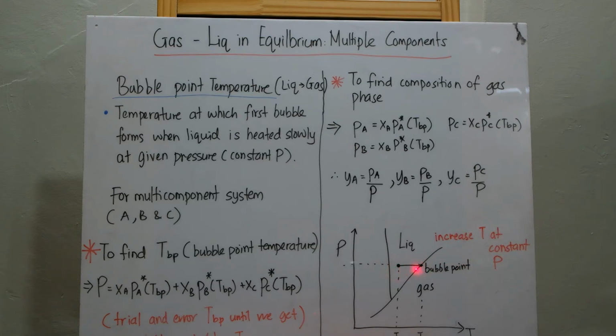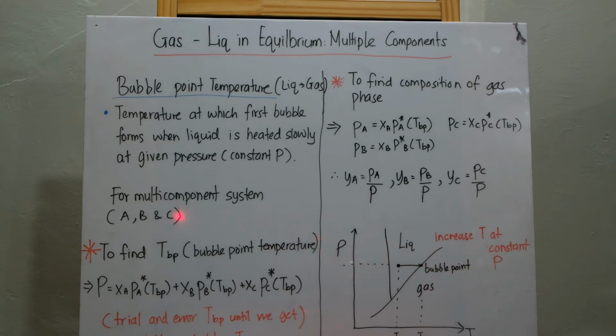By doing this, we increase the temperature until it reaches the saturation line between liquid and gas. The point that falls on the saturation line is the bubble point temperature of this liquid mixture. Remember, bubble point is from liquid becoming gas. The temperature at which the liquid becomes gas is the bubble point temperature.